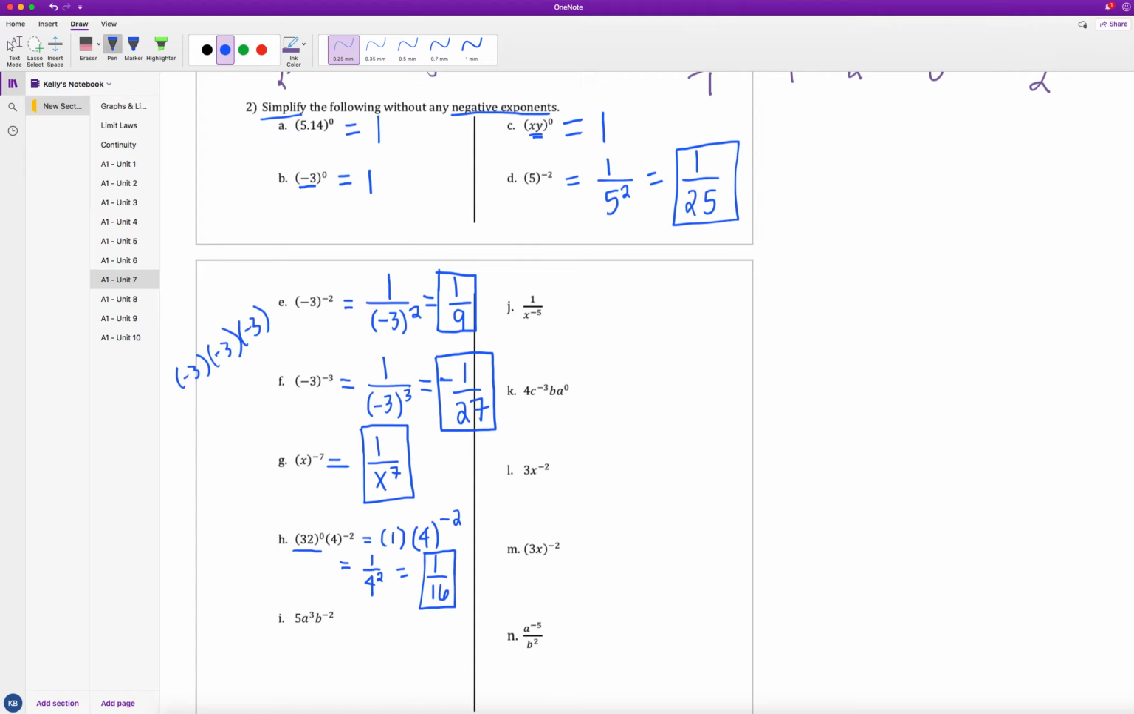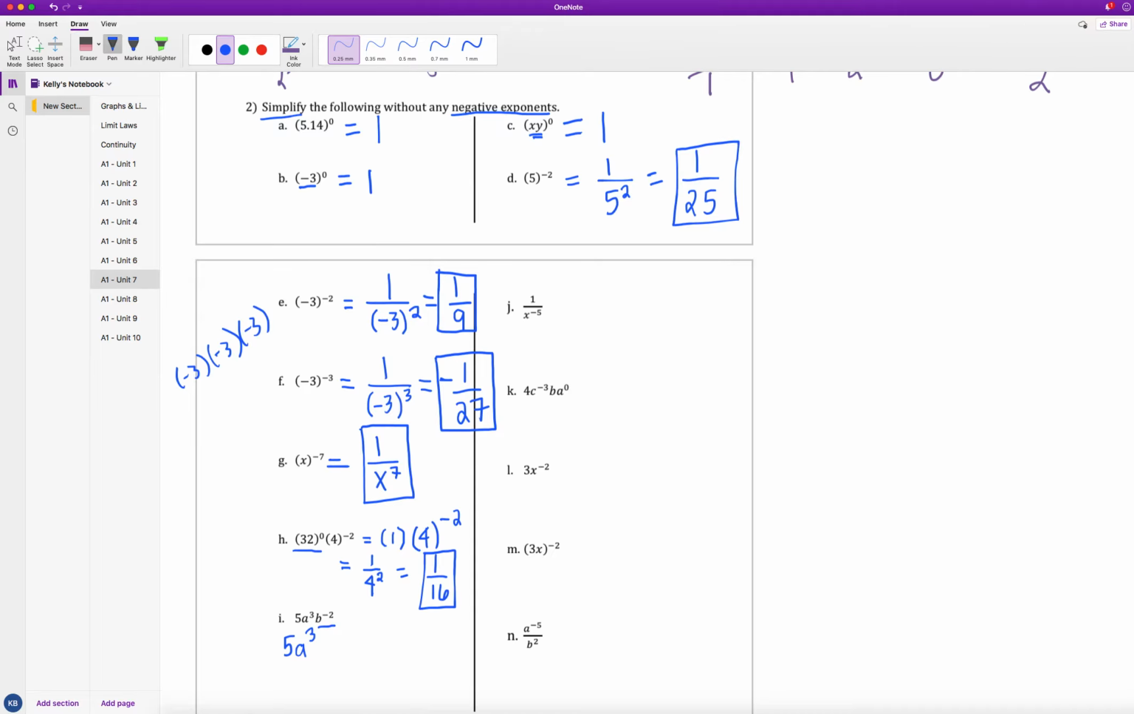Okay, let's look at example I. So in example I, it says 5 times a to the 3rd times b to the -2. So our goal, remember, is to simplify without any negative exponents, which means I would have to combine any like terms that I could and just get rid of any negative exponents. So the 5 and the a to the cube, those guys are good. There's no negative exponents here, so I can go ahead and just rewrite 5a to the 3rd. There's nothing that I need to change there. But this b to the -2, I will have to rewrite.